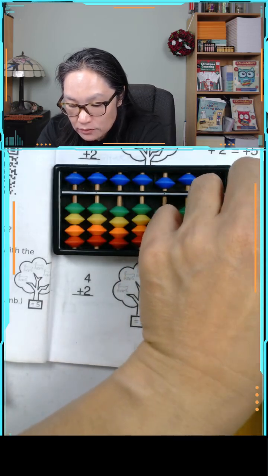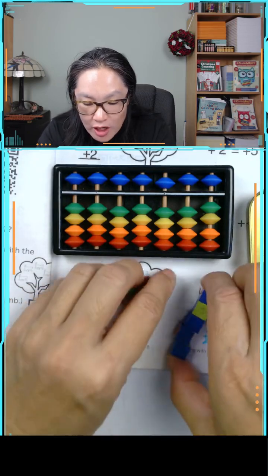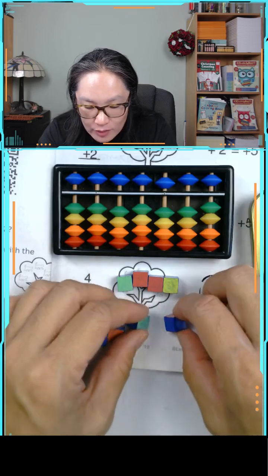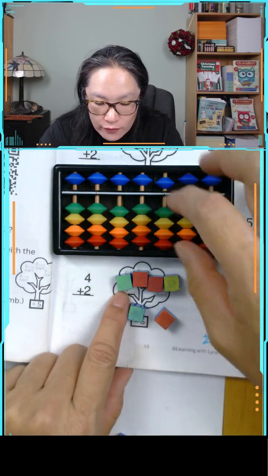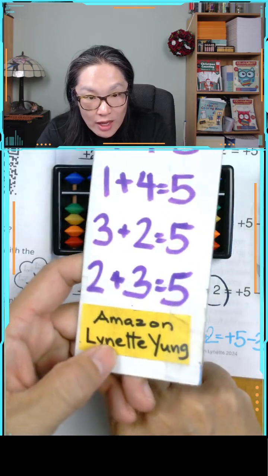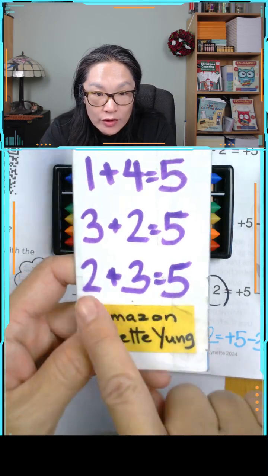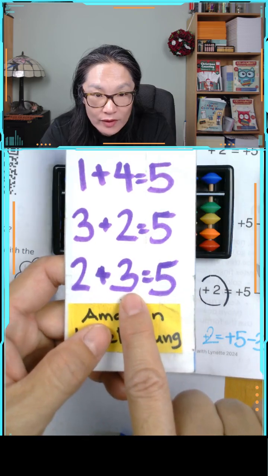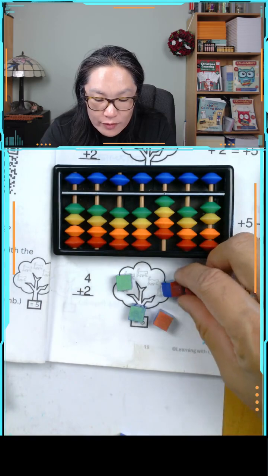Same thing. Notice we're compounding our knowledge. We're not doing different strategies. It's the same thing, just different numbers. We have 4 on the abacus, and we want to add 2. Adding 2, you need to get the 3 from somewhere. Where does the 3 come from? The 3 comes from the previous number.